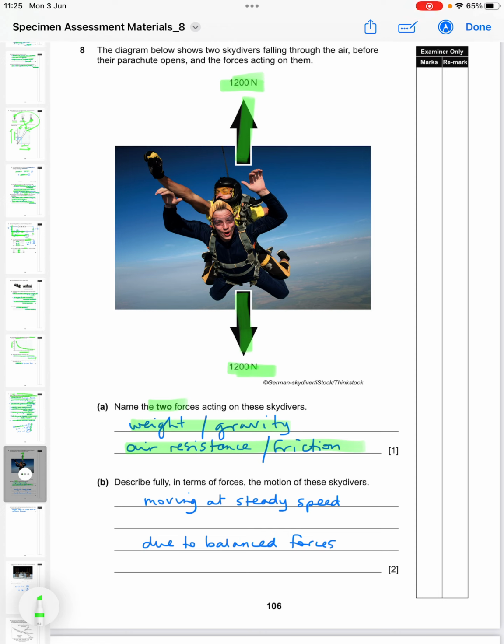And then describe fully in terms of the forces the motion of these skydivers. Well, you see here the forces are the same, so that means they're moving at a steady speed due to the balanced forces. So 2 marks for that.